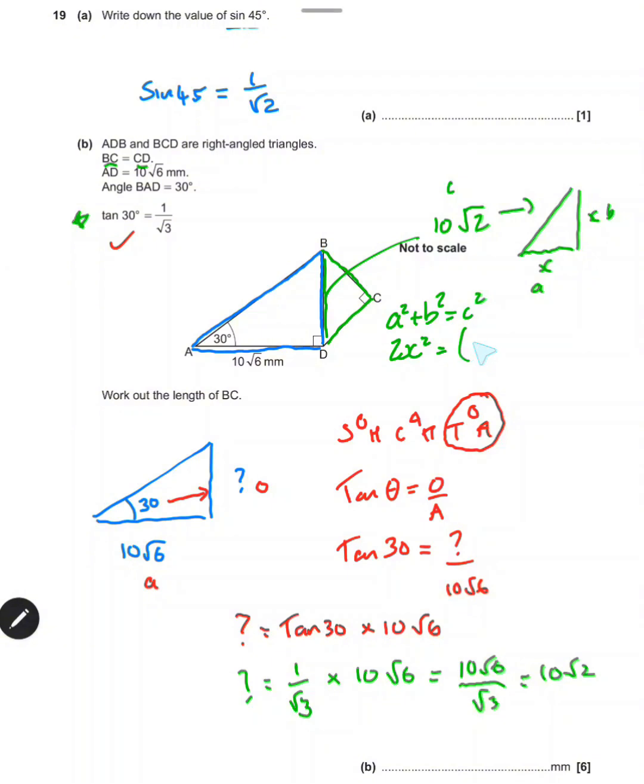So I'm going to do 10 root 2 squared. I can work this out, and I'm going to get 2x squared equals 10 squared is 100, and root 2 squared is just 2. So this becomes 100 times 2, which is 200. This is actually working out really nice again. Sorry, I've not left myself much room. If 2x squared is 200, then x squared is 100. And that must mean that x is 10. The square root of 100 is 10.